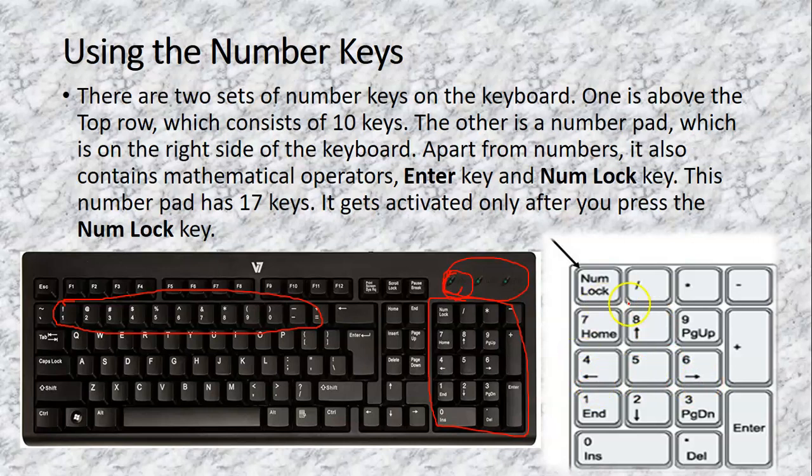Then you have some mathematical operators and an extra enter key over here. Okay, the enter key is here as well as over here. So you have two enter keys on your keyboard, one over here and one over here. So this is an extra over here. So there are a total of 17 keys on your numlock keypad. Now you'll say 1, 2, 3, 4 like this, right? 5, 6, 7, 8, 9, 10, 11, 12, 13, 14, 15, 16, 17. So you have 17 keys on your numlock keypad.